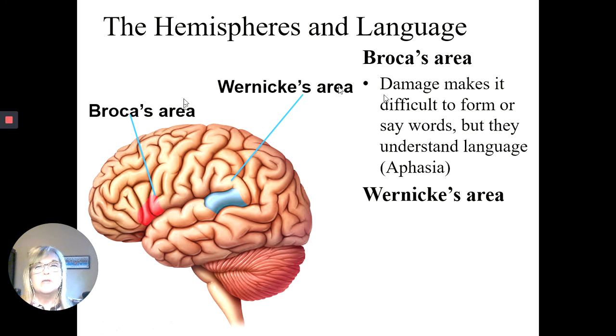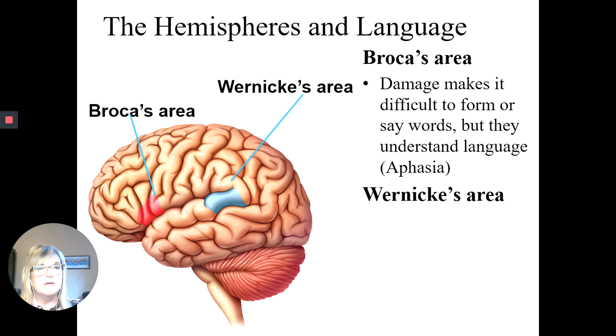And so when a person has damage to this area of the brain, they have difficulty with motor movements, and they have difficulty forming language or saying words. So they understand what's being said to them. They can actually write down words to communicate, but they have difficulty actually producing language.